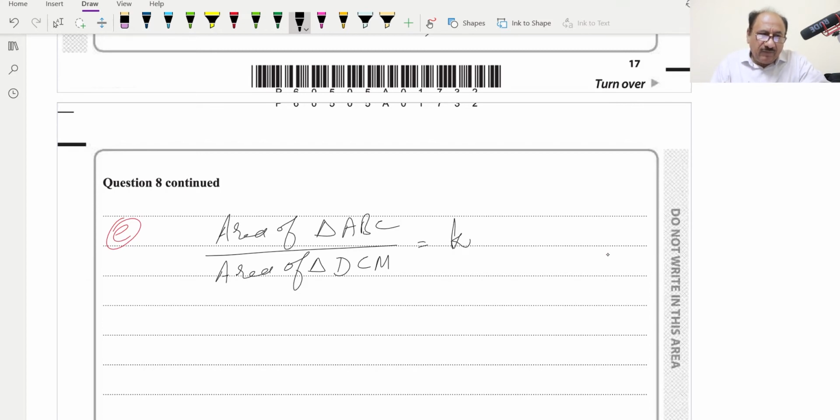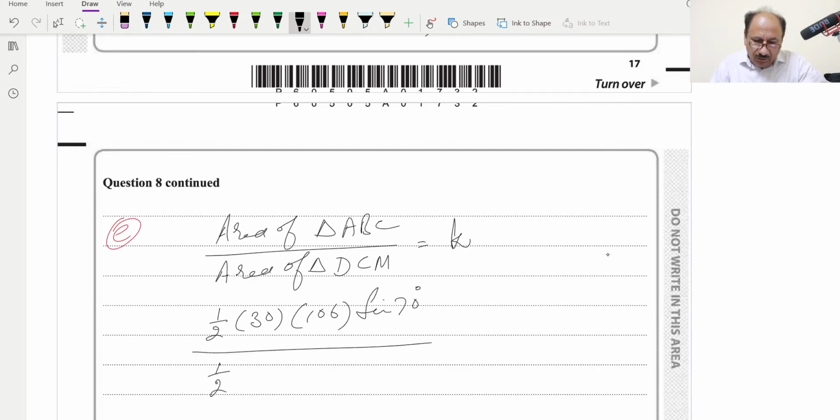Now the area of triangle ABC will be what? Half into one side into second side and sine of 70 degrees, and in case of triangle DCM, it will be half into one side, which we have written as 20, and the other side, which is 53, and sine of the same angle, which is 70 degrees. This will be equal to K.